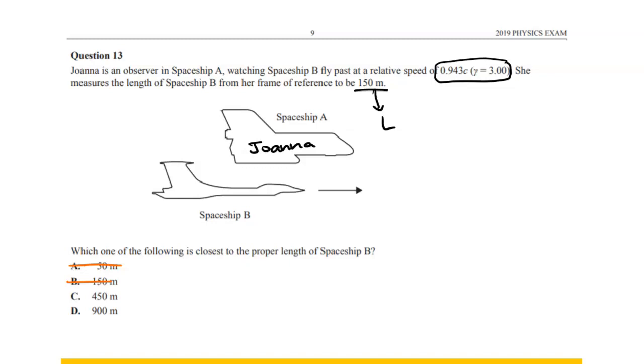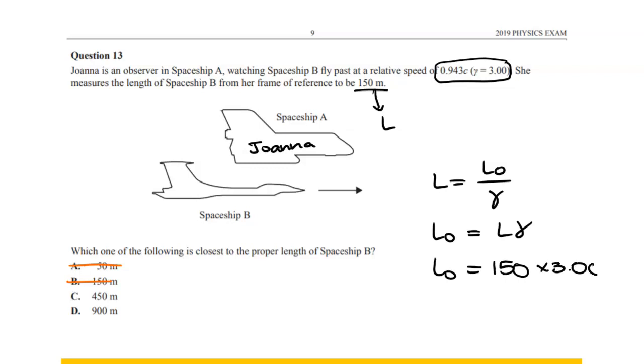Using the value of gamma and using our equation, this currently has L as the subject, so we need to change that to L naught, so that'll be L times gamma. And that makes sense, gamma is always a value greater than 1, so we're multiplying the length by something greater than 1, so the proper length is going to be larger. As we said, proper length is the largest length we can have. So the contracted length was 150, the value of gamma was 3.00. So that's going to give us the 450 meters that they've given us here. Excellent.